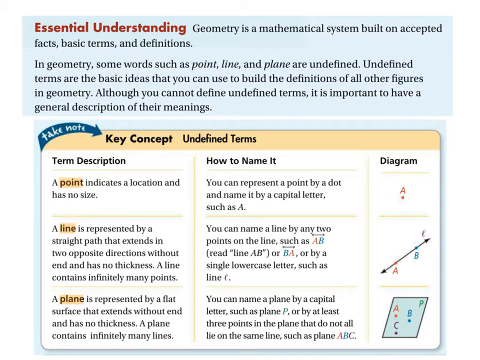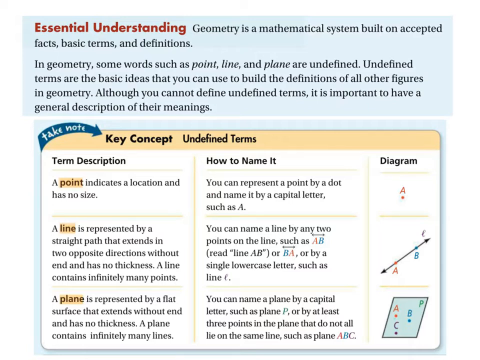A. Okay, so lines are represented by straight paths that extend in two opposite directions without end. This has no end to it, so we indicate arrows on the ends saying that it just keeps on going forever. Think theoretically here. And it has no thickness, just like a point is infinitely small, so is a line. A line is just the path that connects an infinite series of points all in that same straight path.